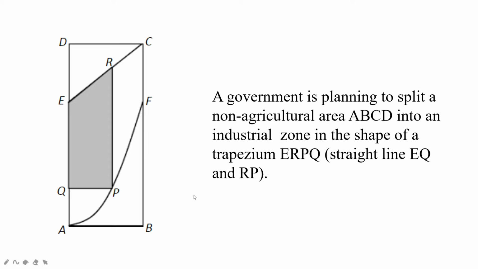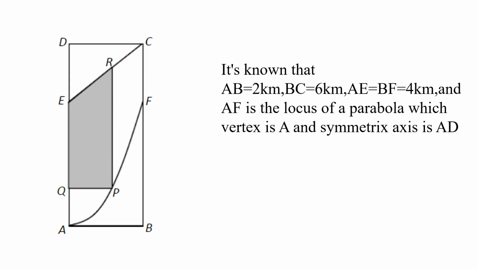A government is planning to build a non-agricultural area A, B, C, D into an industrial zone in the shape of a trapezium ERPQ with the upper line EQ and the bottom line RP. So as a government, we must try to maximize the area of the trapezium to make sure of the optimal utilization of space. So let's see how we do this.